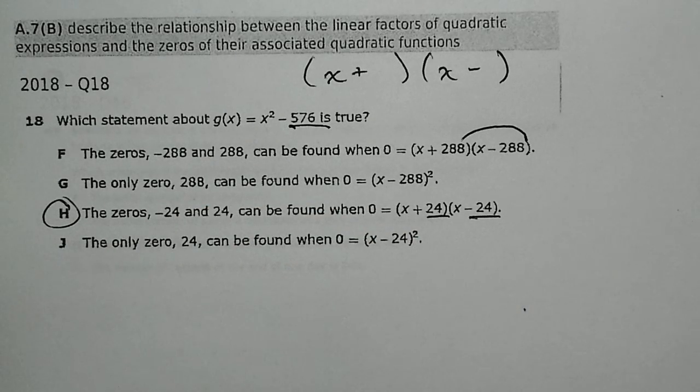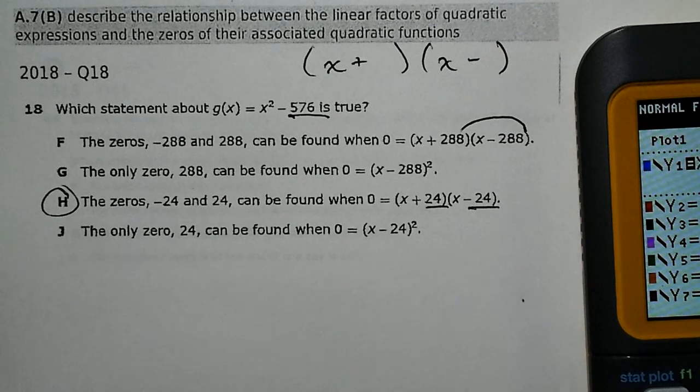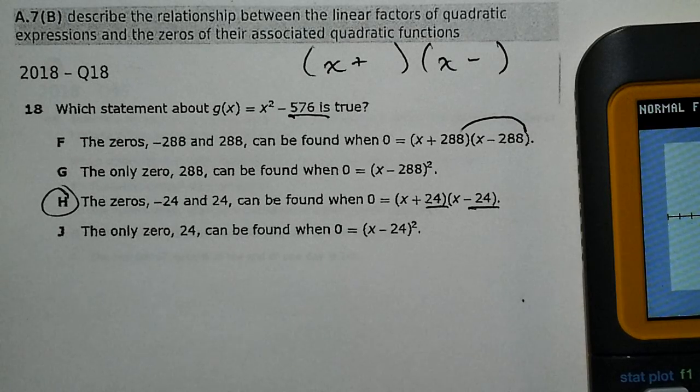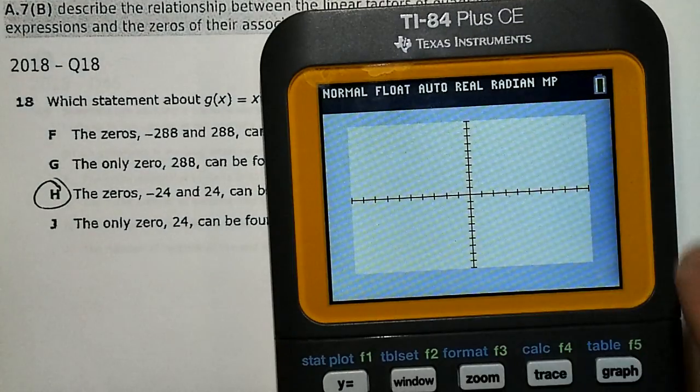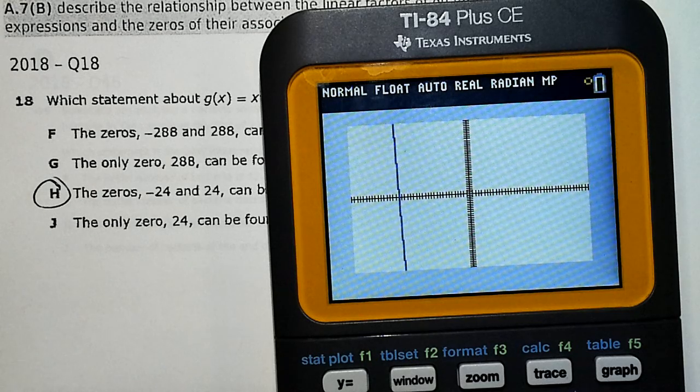Now, another thing you could do, you could go to y equals, you could graph it, x squared minus 576, and hit graph. Now, you see it's still thinking, and I can't see anything in my graph, so I'm going to zoom out. Okay, we've got a cross right here and a cross right here.